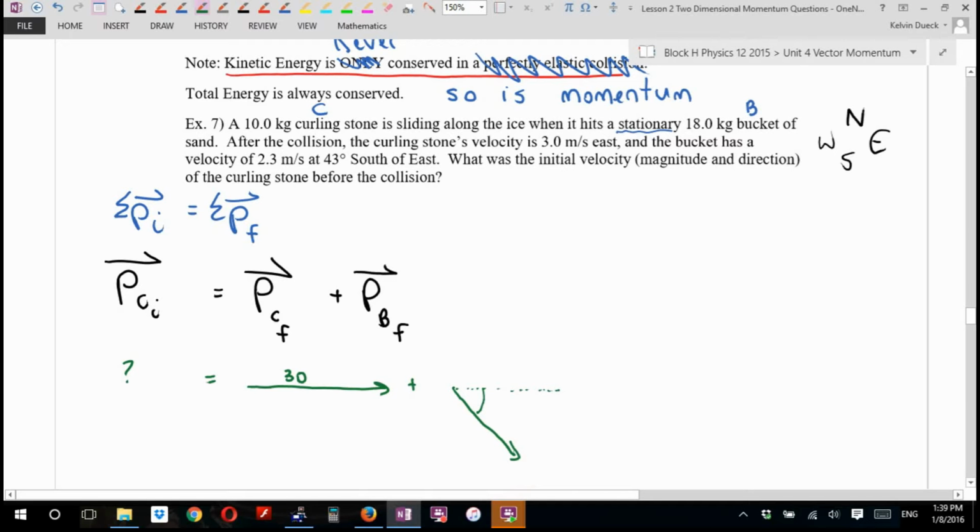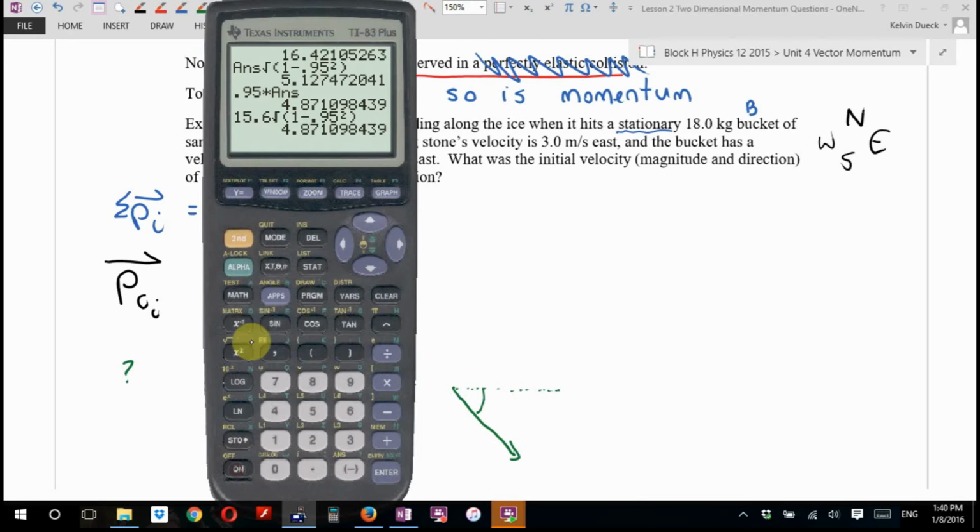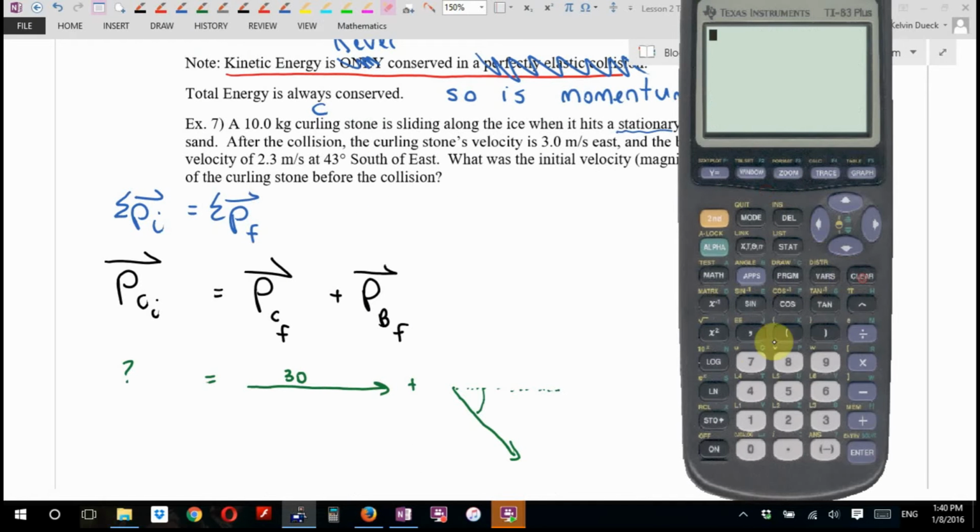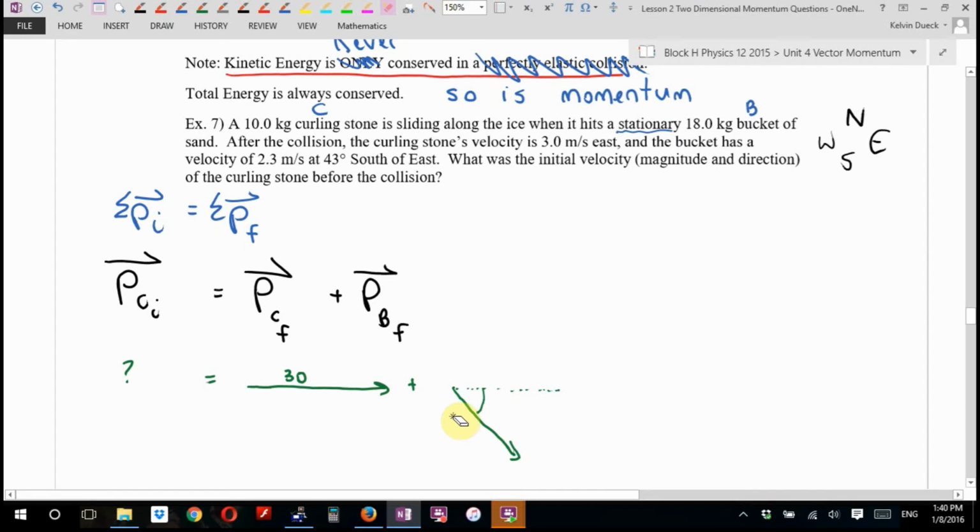How big will that line be? Mass times velocity. What mass? The bucket. 18 times 2.3. Mass times velocity. You know what? I need a calculator for that one. And I'm not going to round off at all because I'm using this. I'm going to keep every sig fig if I can. 18 times 2.3. 41.4.